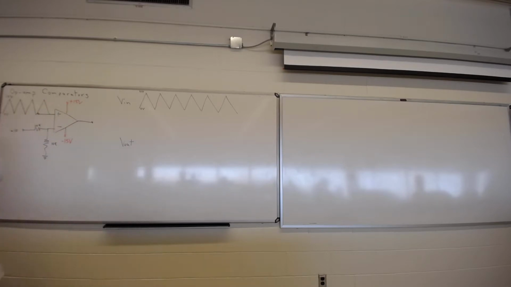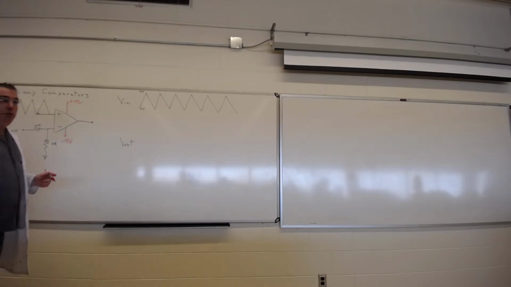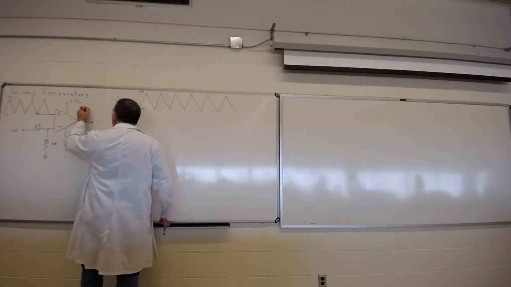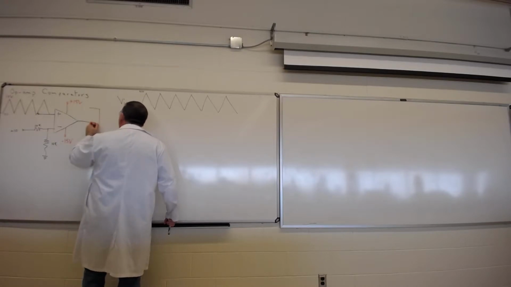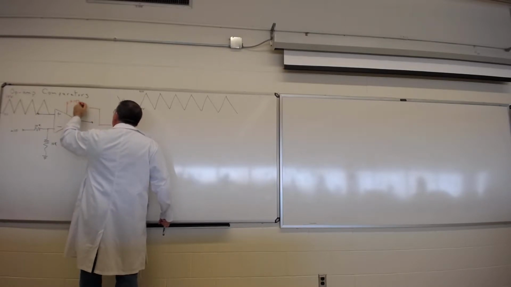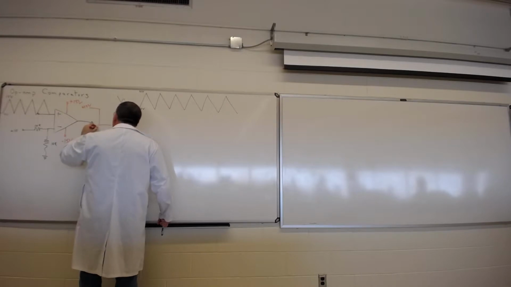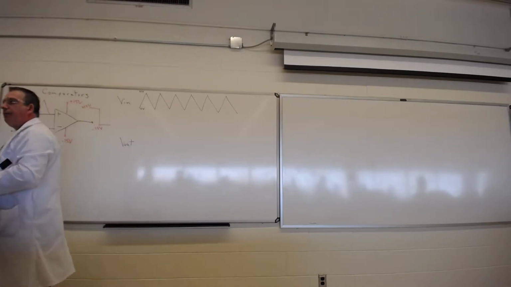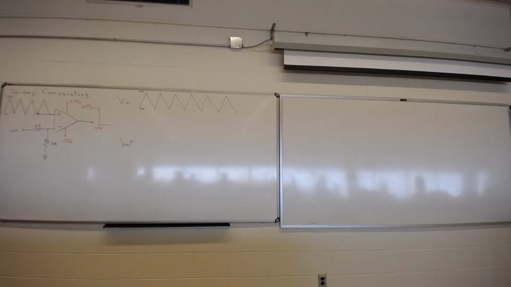So the output of this thing, ideally, can be only one of two things. I can have an output of plus 15 or negative 15 at the output. It'll either saturate or cut off. If the supply rails were 8 volts and negative 8 volts, well, the output could only be plus 8, negative 8. Okay, it's based on the voltage supply.